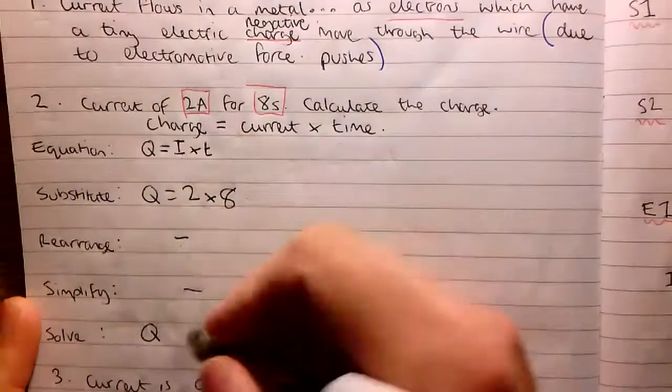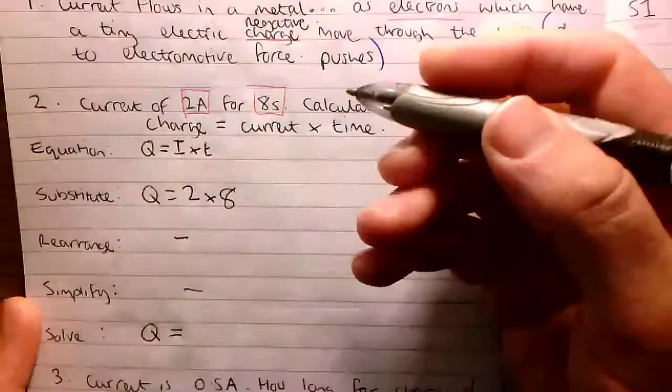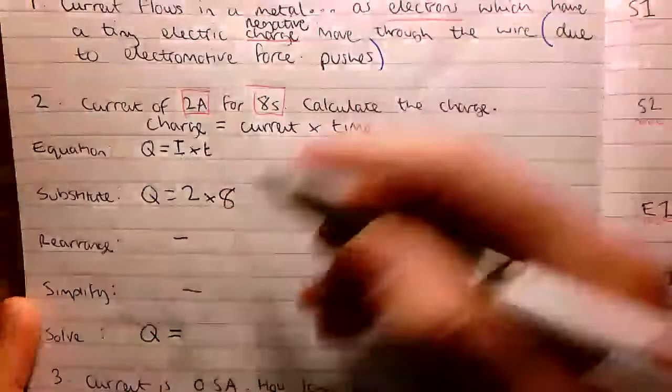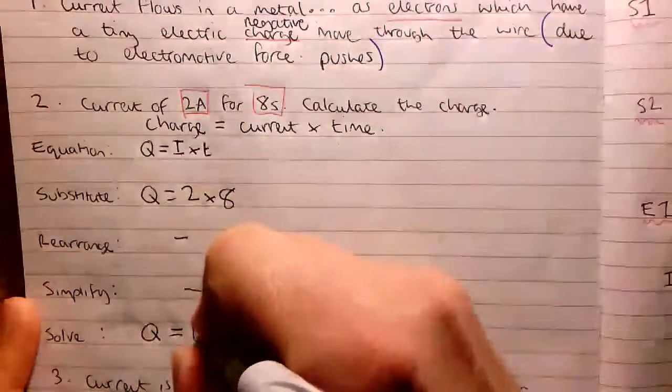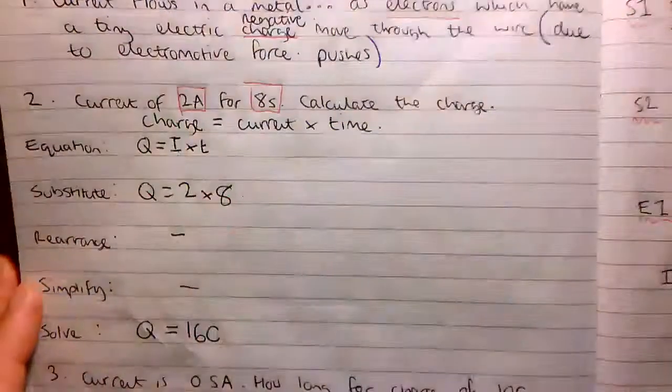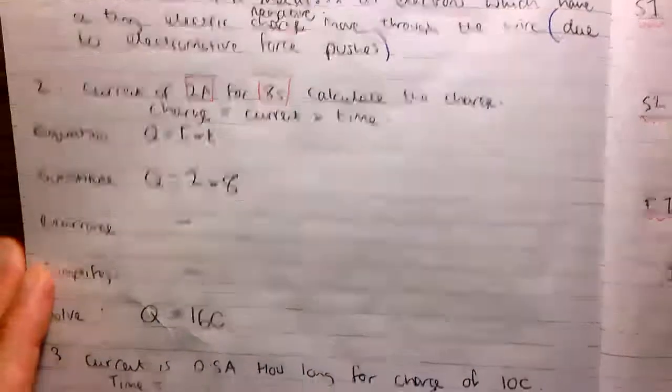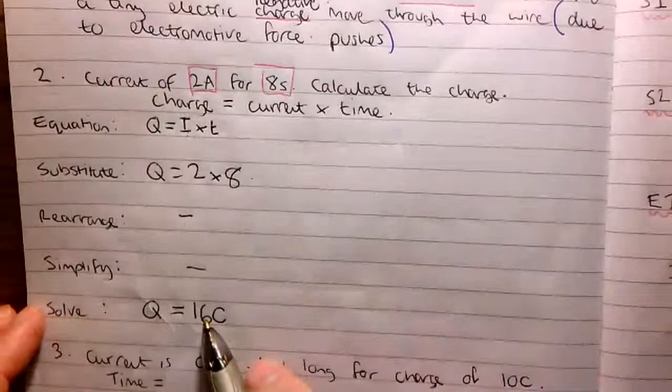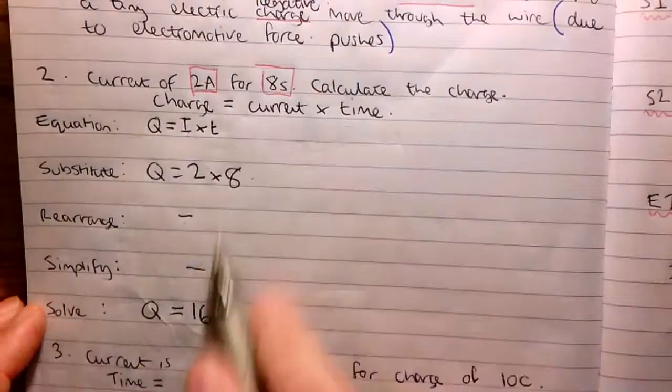And 2 times 8, I don't need a calculator. I'm allowed to use a calculator in science, but I don't need to for this. I can do that in my head. 2 lots of 8 are 16. And I am working out an amount of charge, so it's measured in coulombs. So I put a capital C. I've worked out there is a charge of 16 coulombs. So question number 2, the answer was 16 coulombs. That's how we worked it out.